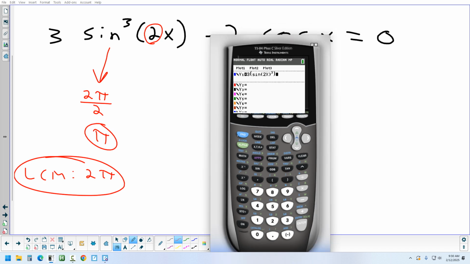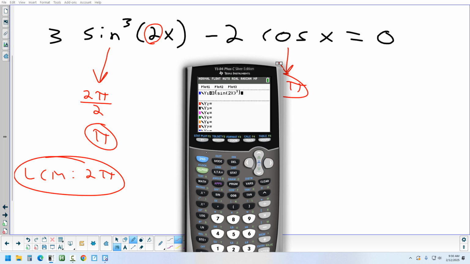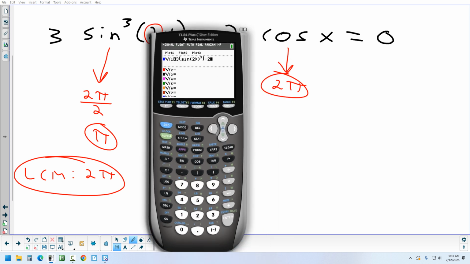And let's double check that everything looks good there. So we're cubing sine 2x. We're not cubing just the 2x because we closed the parentheses, so it'll handle order of operations okay. We put parentheses around the whole thing, so this 3 in front is not affected by that exponent. Okay, so a lot of things going on there. And then minus 2 cosine x.